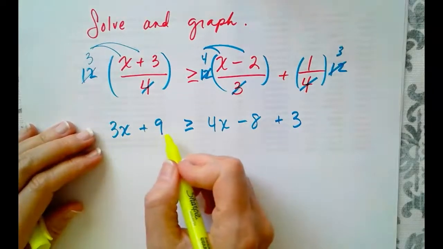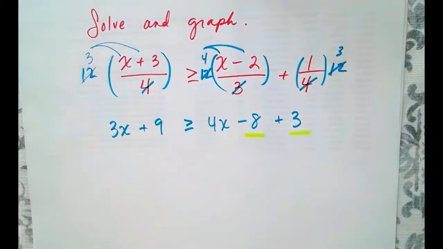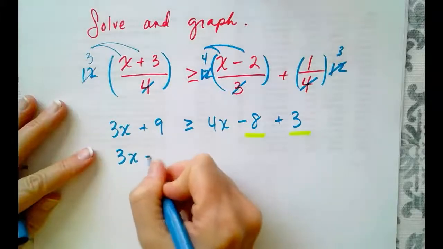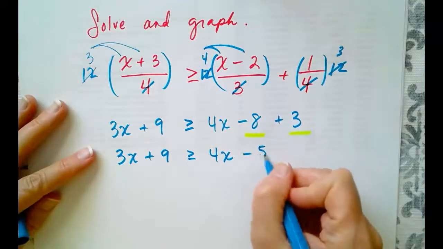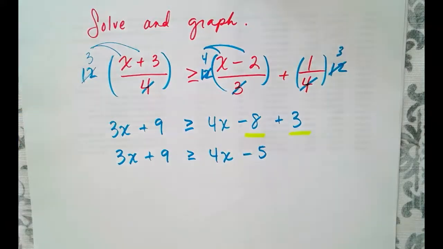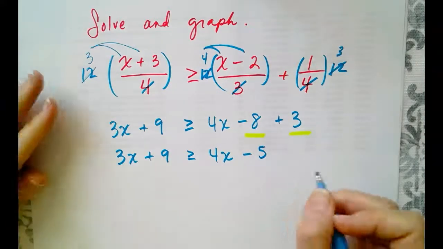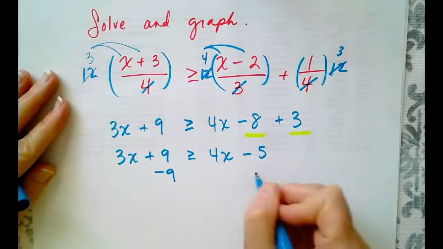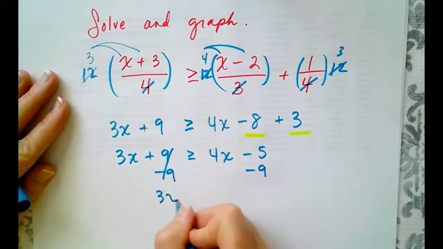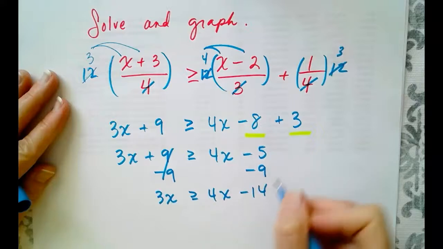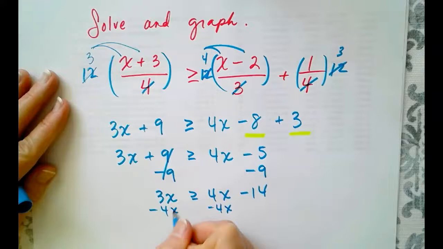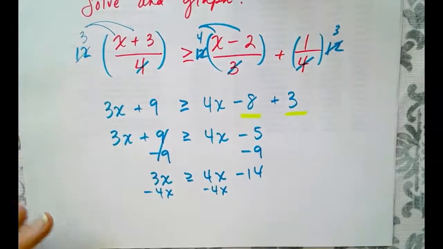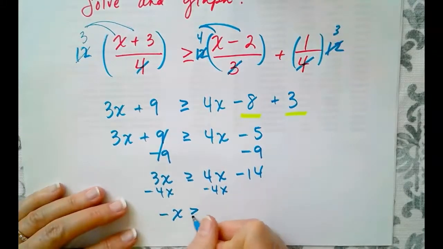And there are no like terms on the left, but there are on the right. So let's take the opportunity to combine those like terms. -8 plus 3 is -5. And from here, let's solve for x. -5 and a -9 is a -14. And then finally, 3x minus 4x is -x.